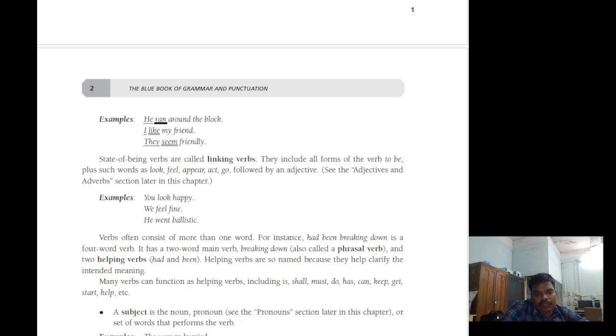Next, verbs often consist of more than one word. For instance, had been breaking down is a four-word verb. It has a two-word main verb, breaking down, also called a phrasal verb, and two helping verbs, had and been. Helping verbs are so named because they help clarify the intended meaning. Many verbs can function as helping verbs, including is, shall, must, do, has, can, keep, get, start, help, etc.